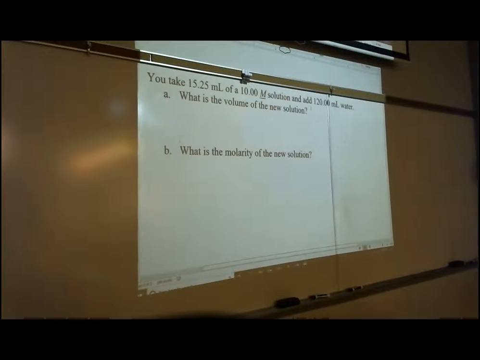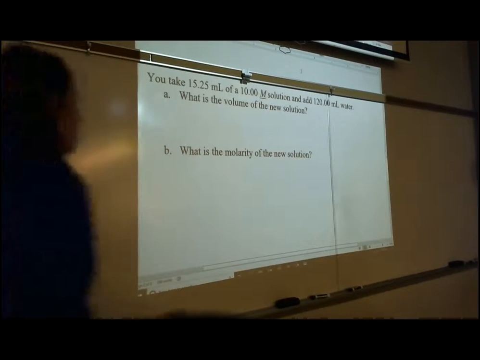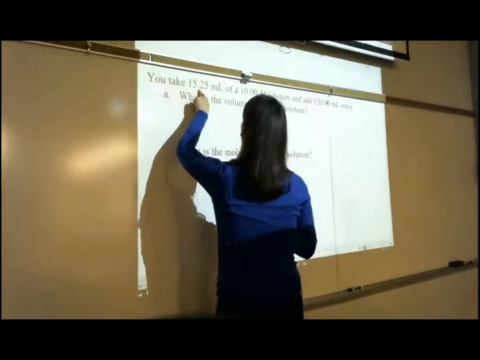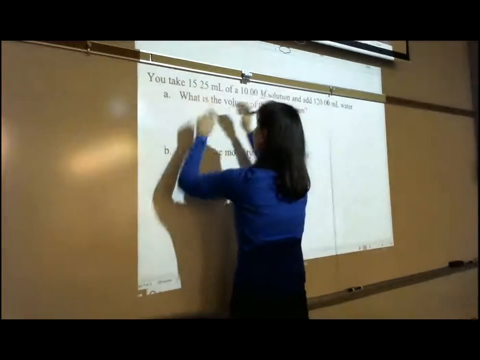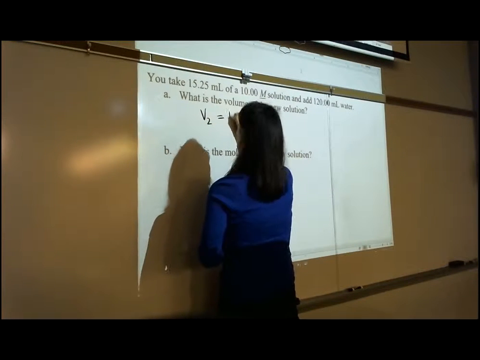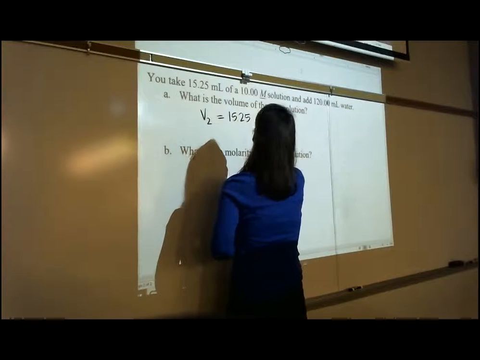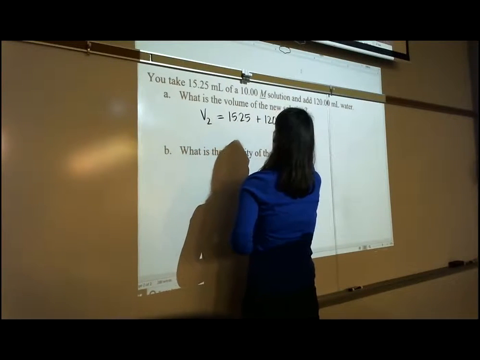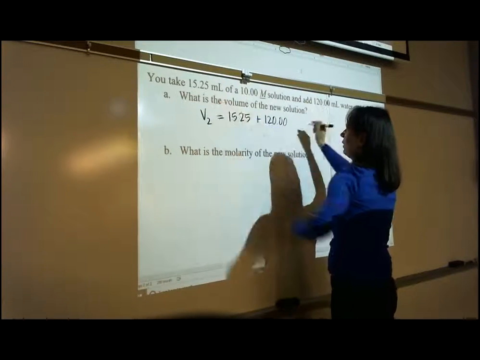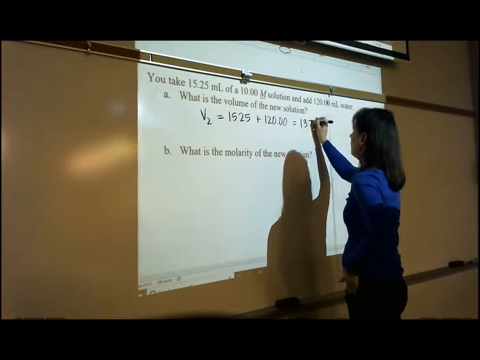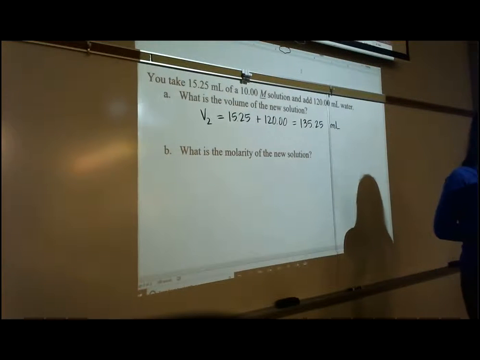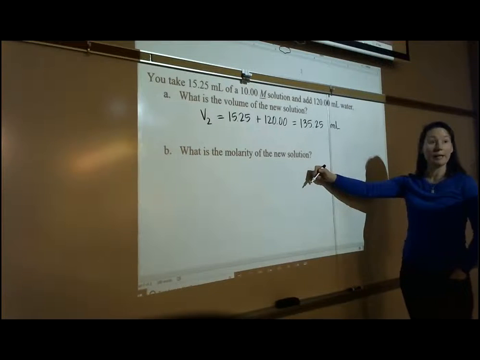How do you get the volume of that new solution? You take 15 and you add 120 to it. So the V2 volume is just your 15.25 plus 120. Right? Because we took 15, we added 120 to it. All right? So this is just 135.25. Do we agree? And then what's the molarity of that solution?